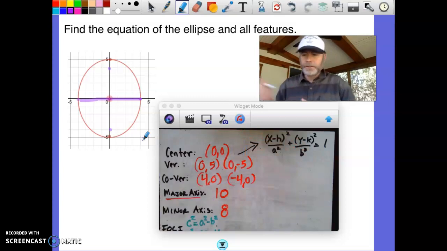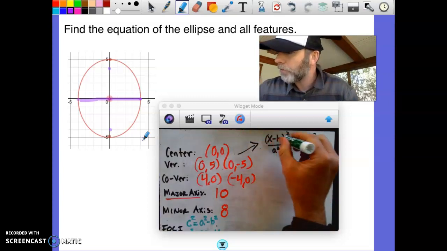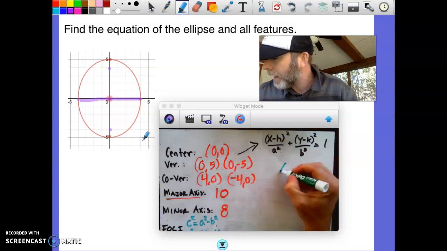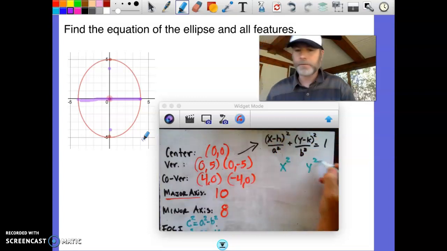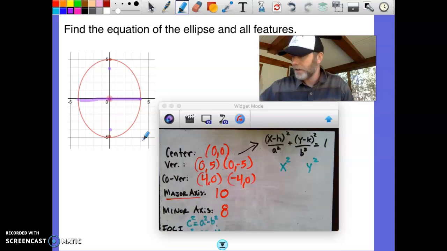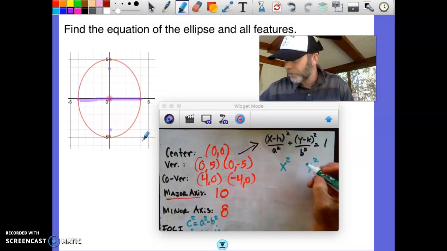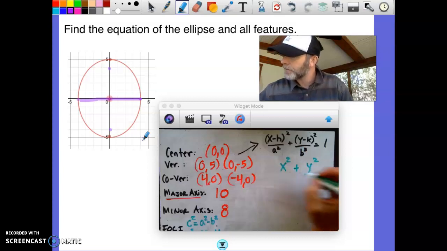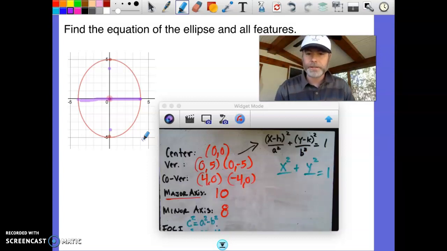Start with your center, 0, 0. So it'd be x minus 0, y minus 0. So that's the same as x squared and y squared. We don't need to subtract 0 and rewrite it like that. We can just put x squared, put a plus sign here. We'll make these into fractions. It's always equal to 1 in standard form.